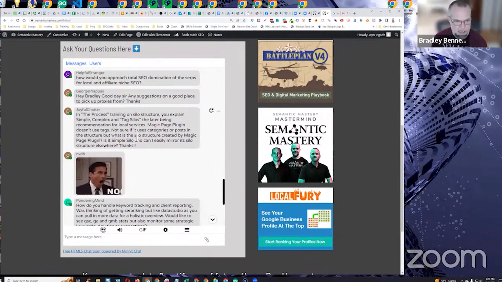In the process training on silo structure, you explain simple, complex, and tag silos, the latter being a recommendation for local services. The Magic Page plugin doesn't use tags. Not sure if it uses categories or posts in the structure, but what is the silo structure created by the Magic Page plugin? Is it a simple silo? And can I easily mirror its silo structure elsewhere?